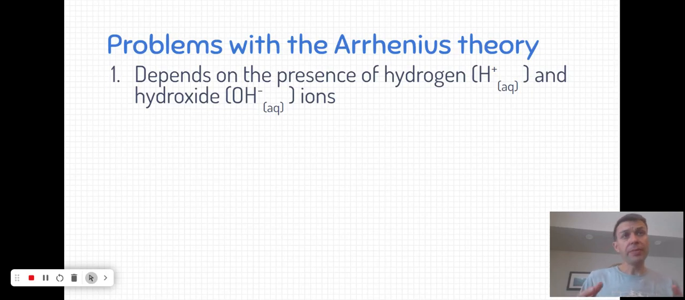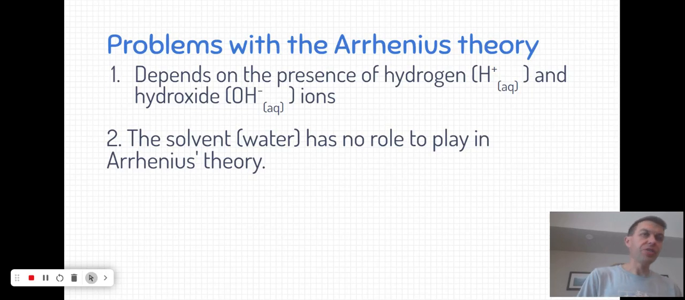The first problem is that Arrhenius' theory depends on the presence of hydrogen and hydroxide ions. This is a problem because there are many chemicals which, when dissolved in water, produce acidic or basic solutions, but do not seem to have those chemicals present in their formula. For example, ammonia, NH3, when dissolved in water, produces a base, but NH3 does not have that hydroxide ion present.